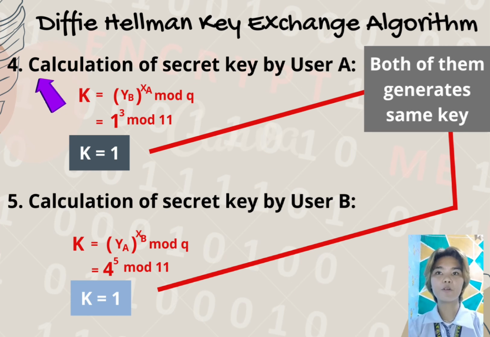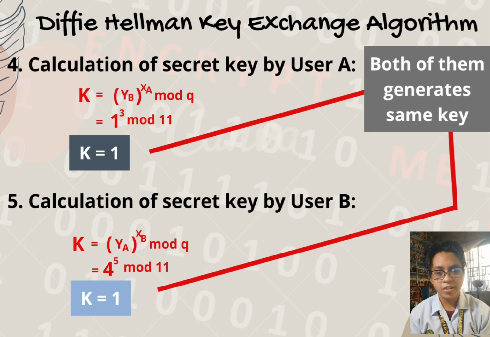And step 4 is the calculation of the secret key by user A. In the equation, K is equal to YB raised to XA mod Q. The value of YB is already calculated at step 3, which is 1, raised to XA, which is 3, mod Q, which is 11. So, 1 raised to 3 mod 11 is equal to 1. That means K is equal to 1.